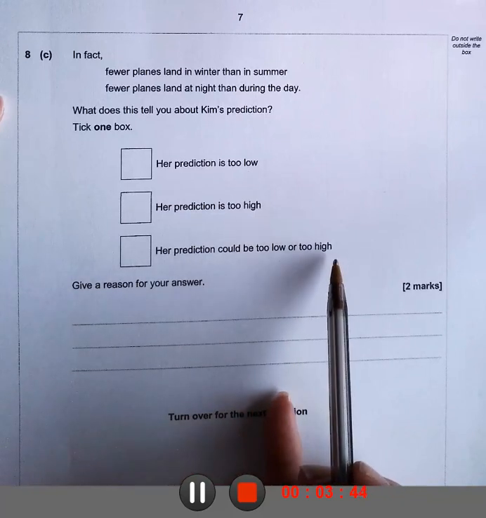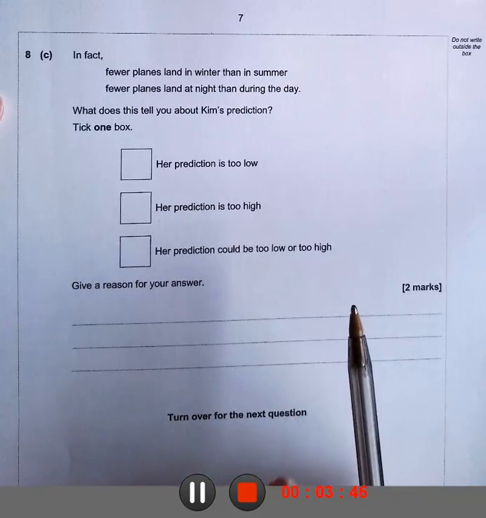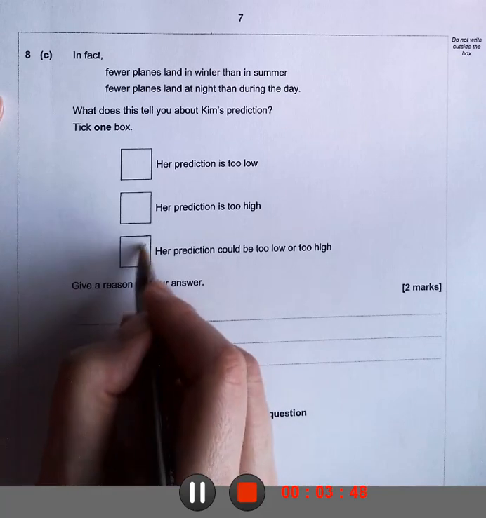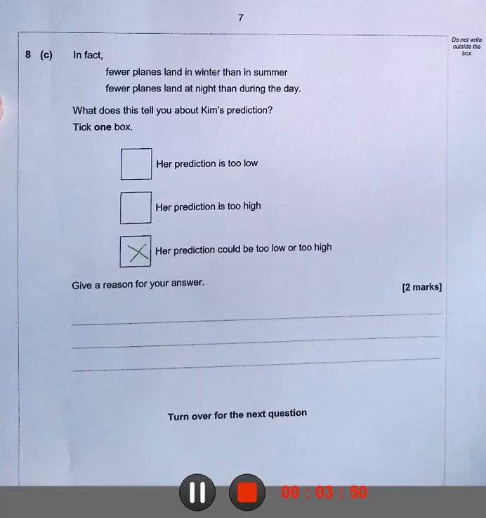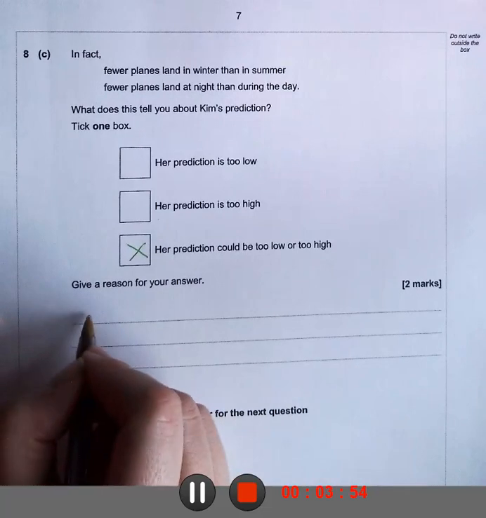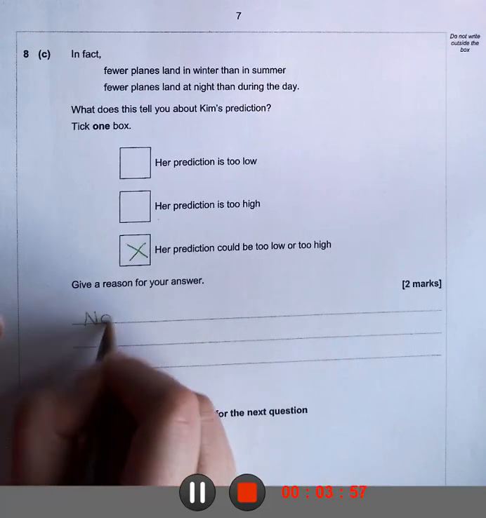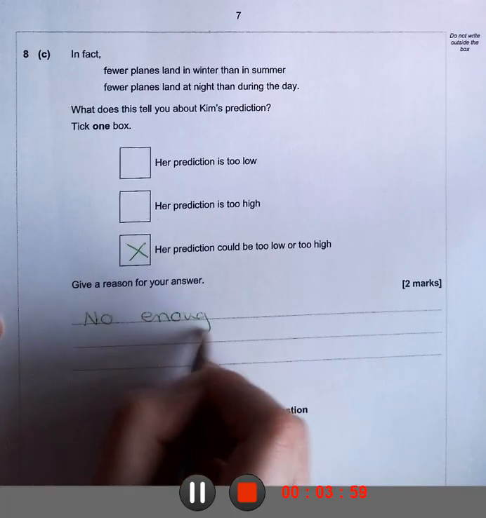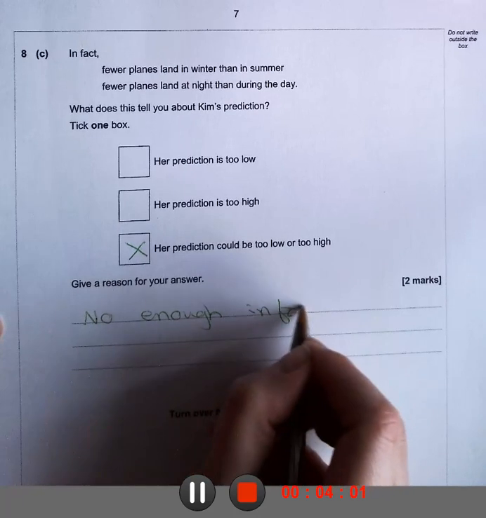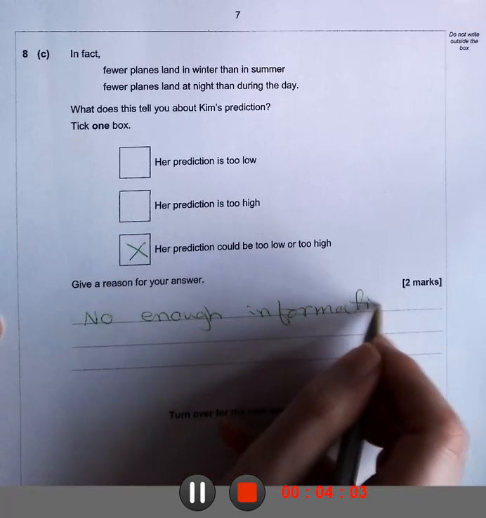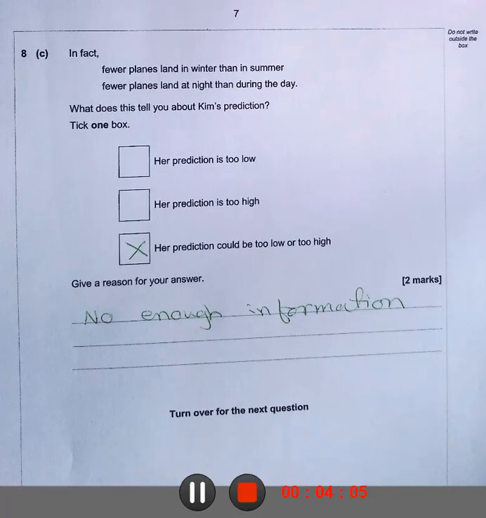Now, the only reasonable answer that we could get here is her prediction could be too low or too high, and the reason is we don't have enough information. They did not give us numbers, they did not give us how many planes during the day, how many planes during the night. We have no information, so we cannot know for sure.